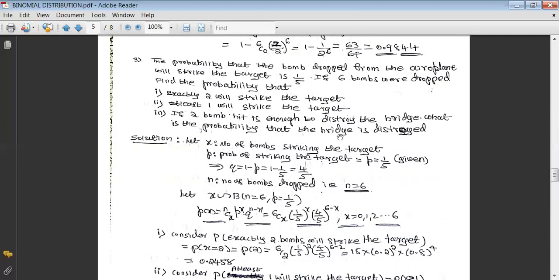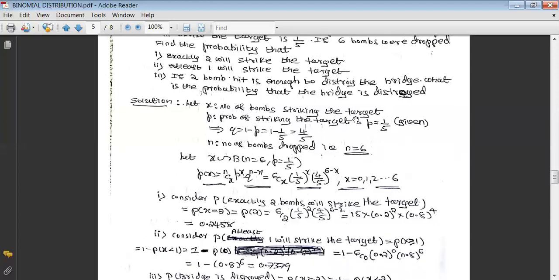In this case, again we observe all 3 conditions of binomial: n is finite, every bomb is going to strike the target or miss the target, and the probability of striking the target for each bomb is fixed. That's why we can conclude that the variable x follows binomial with n equal to 6 and p equal to 1 by 5.